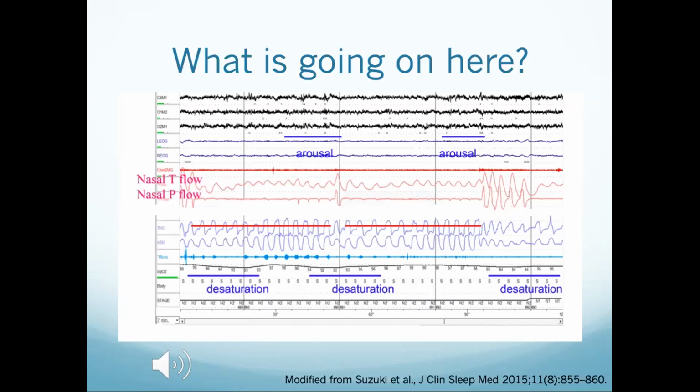And then it kind of cycles through that same process again with the drop off of the nasal pressure flow, increasing effort, an arousal, and then resumption of the pressure flow. So how many hypopneas do you think? Two separate.